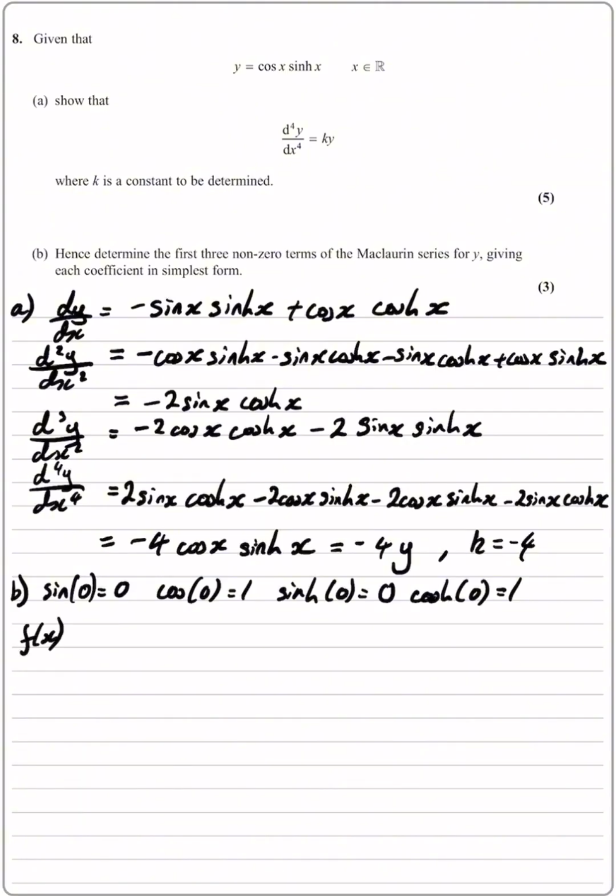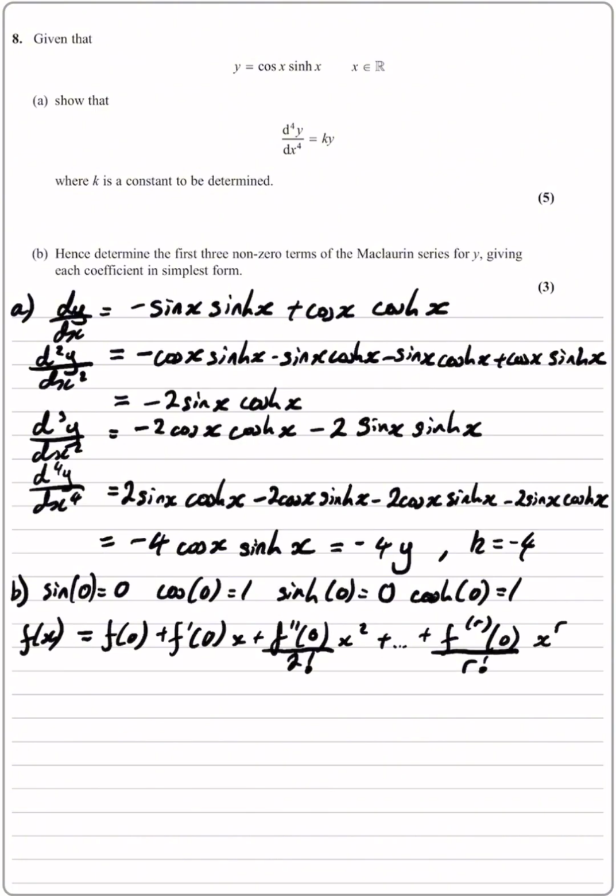Okay, so our Maclaurin series for y using the Maclaurin series formula, f of x is equal to f of 0 plus f dash of 0 lots of x plus f double dash of 0 over 2 factorial lots of x squared plus etc etc etc, and then the rth term will be the rth derivative of f of 0 all over r factorial lots of x to the r, and so on.